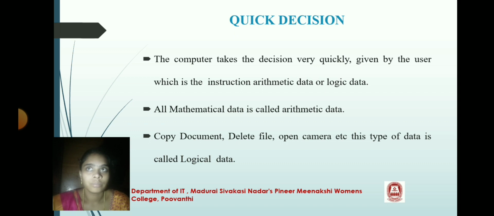Actually, whenever the decision making process comes under a human, we take some more time, but a computer performs operations on the data, like deleting a file, opening a camera, etc. These types of processing come under logical data.